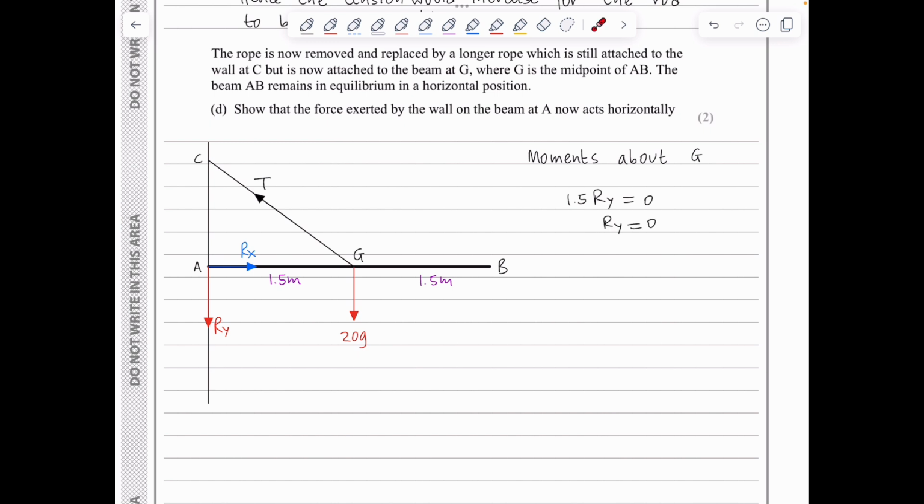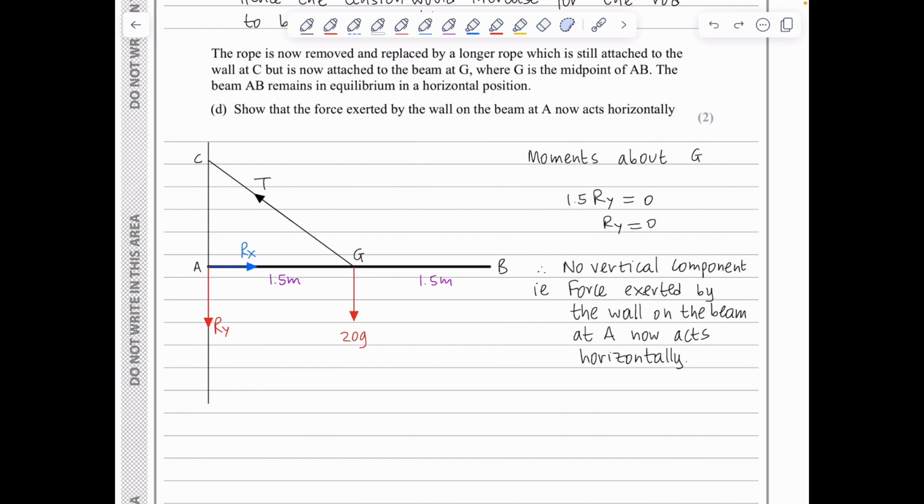Notice that by taking moments about G, I have completely eliminated the need to consider the weight of 20G, the tension, and the component Rx, because the only force that is acting is the Ry, which has led to me concluding that the reaction at Y is 0, which simply means that there is no vertical component, and therefore the force exerted by the wall on the beam at A now acts horizontally as required.